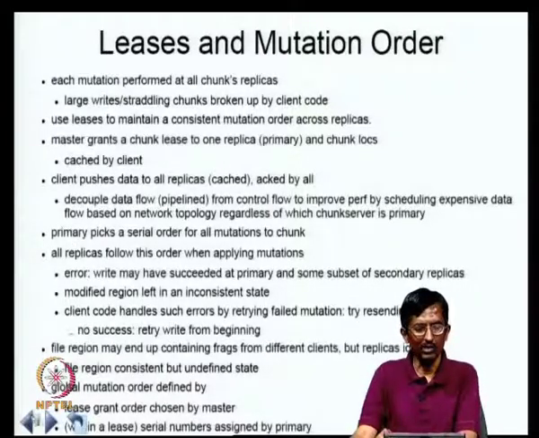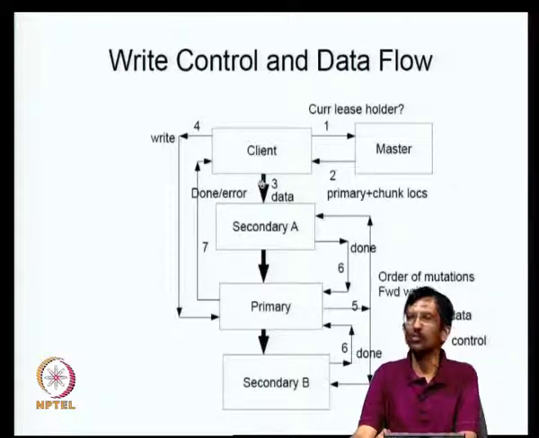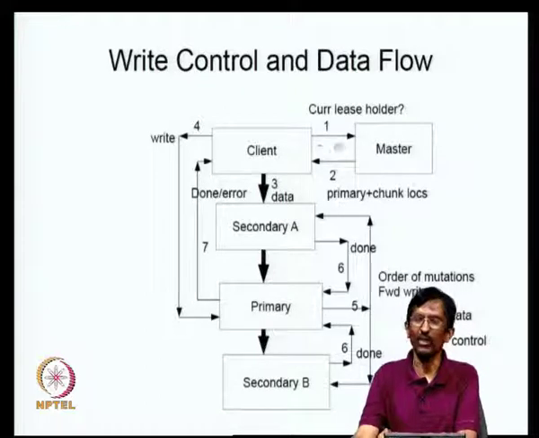Now, at this point, the client has already figured out who the primary is and where the chunk locations are. The data has been pushed to all the primaries and secondaries. Now, the write has not yet actually commenced. All that has happened is that whatever has to be written is now sitting in all the secondaries and the primary. One primary and secondaries. The data is already there.